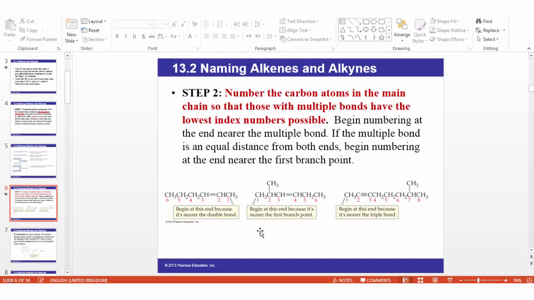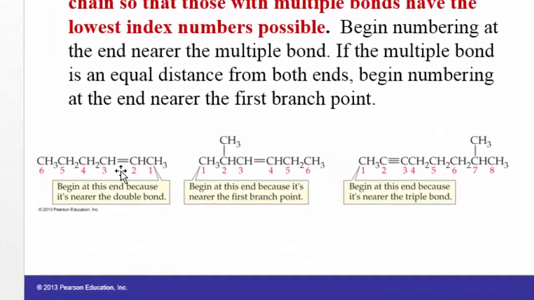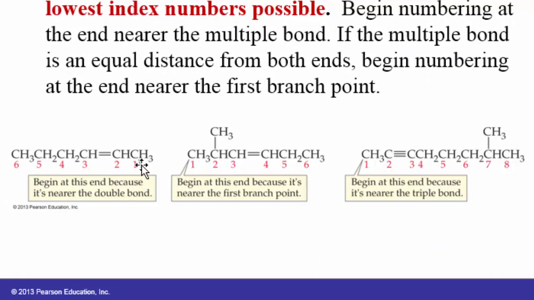Step 2. Number the carbon atoms in the main chain so that those with multiple bonds have the lowest index numbers possible. Begin numbering at the end nearer the multiple bond. If the multiple bond is an equal distance from both ends, begin numbering at the end nearer the first branch point. Here, we begin at this end because it is nearer to the double bond. So 1, 2, 3, 4, 5, 6.